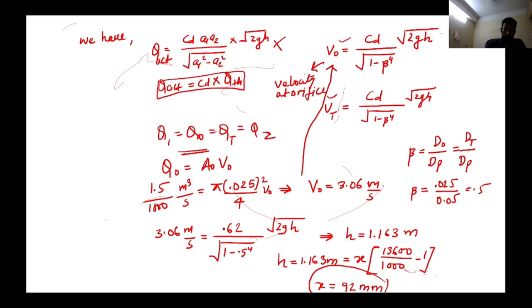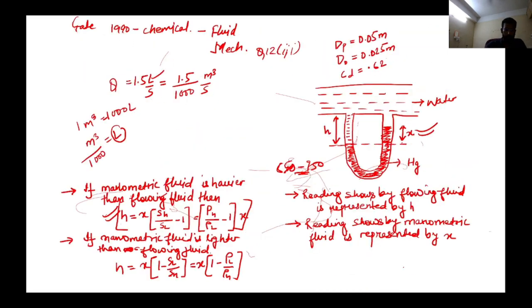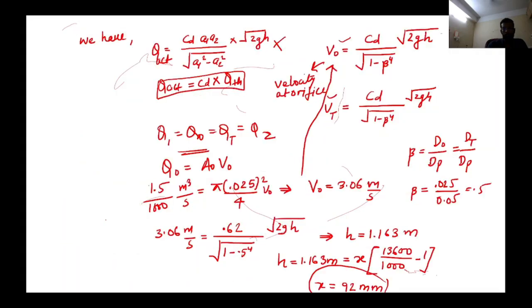But just remember 4 things. The very first thing is the reading shown by the flowing fluid is represented by h. The reading shown by the manometric fluid is represented by x. If the manometric fluid is heavier than the flowing fluid, then we will use this. If the manometric fluid is lighter than the flowing fluid, we will use this. And the last one is, always use V naught equal to Vt is equal to CD upon under root 1 minus beta to the power 4, under root 2gh. Right? Always use this.